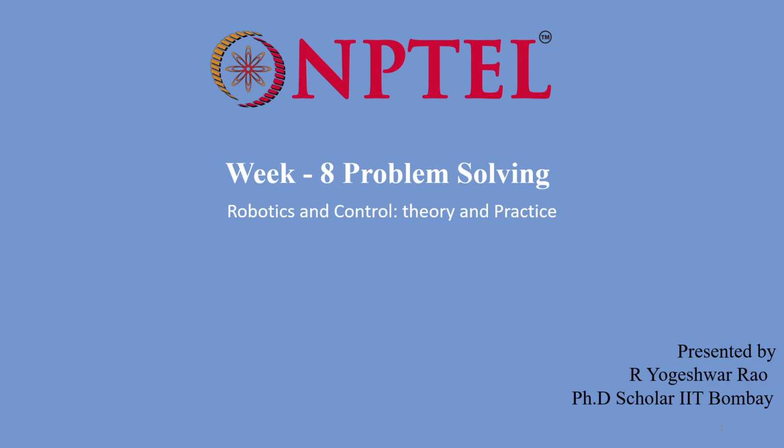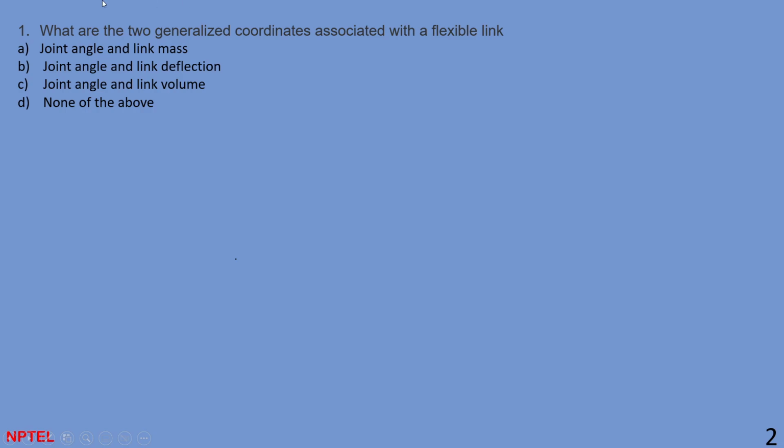Coming to the first question: what are the two generalized coordinates associated with a flexible link? This is a straightforward question.